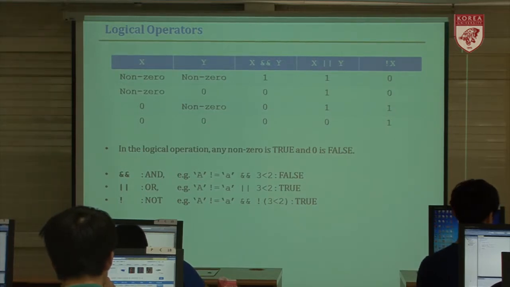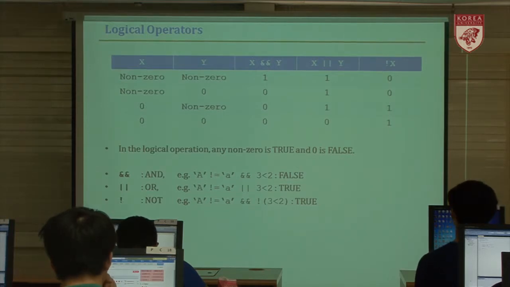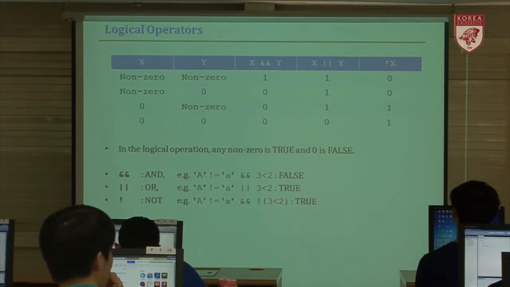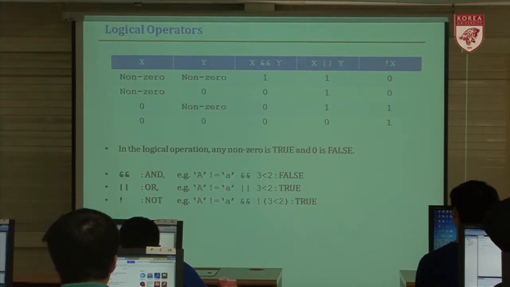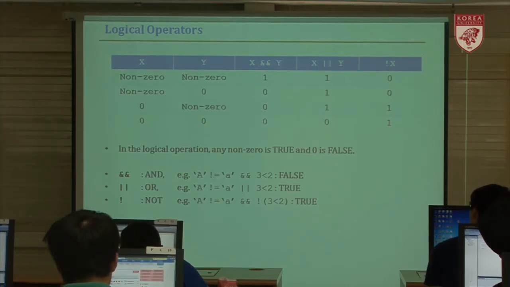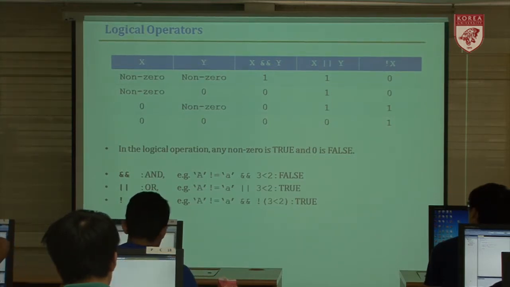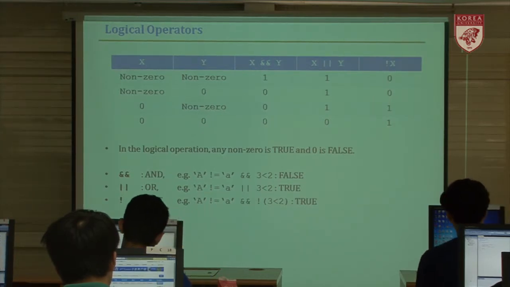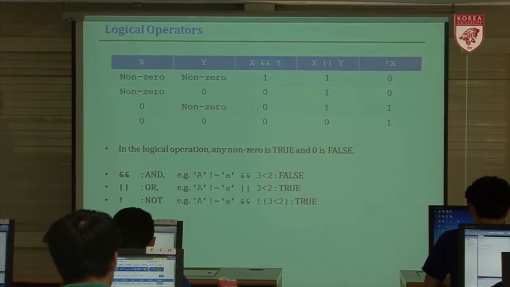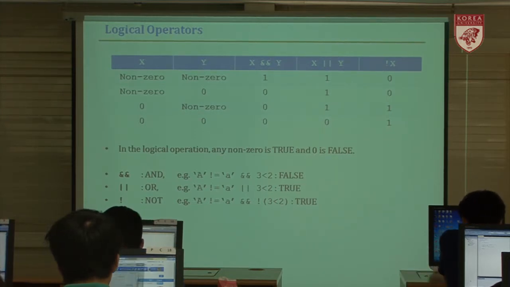Any question? Can you explain to me, in the logical operation, any non-zero is true and zero is false? Does it mean the outcome? The computer should assign a value to the outcome, and that non-zero number is usually 1. So it assigns 1. But it also recognizes any non-zero as true.